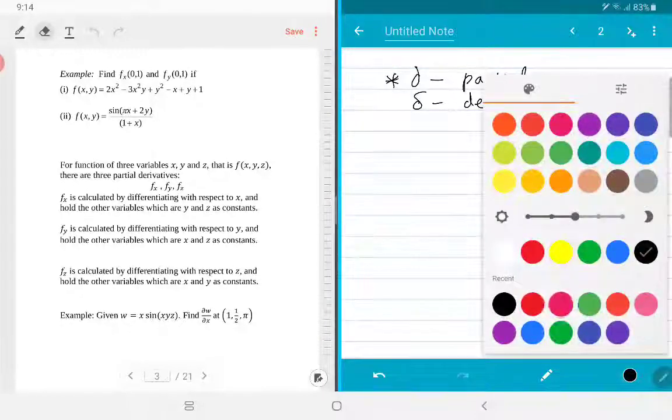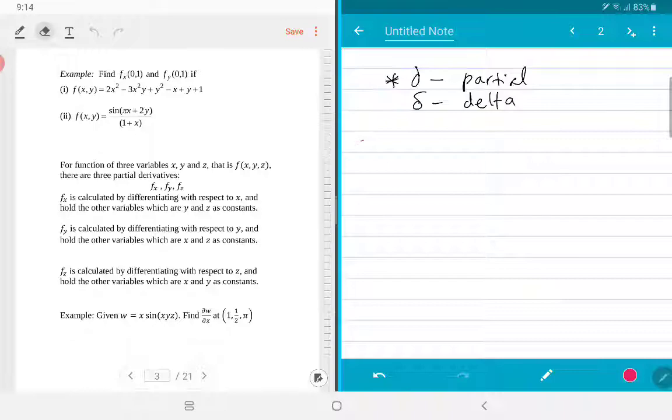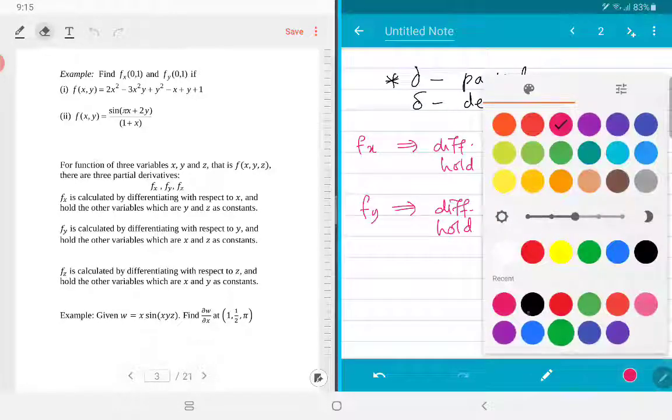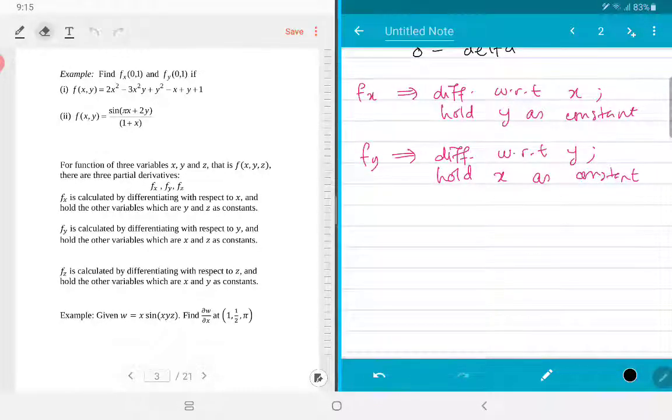Before we go to the example, note here for partial f partial x, you differentiate with respect to x, but you hold y as constant. And for partial f partial y, you differentiate with respect to y, but in this case you hold x as constant. All right, let's look at the first example.